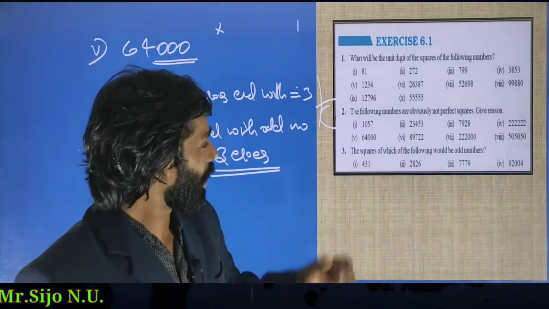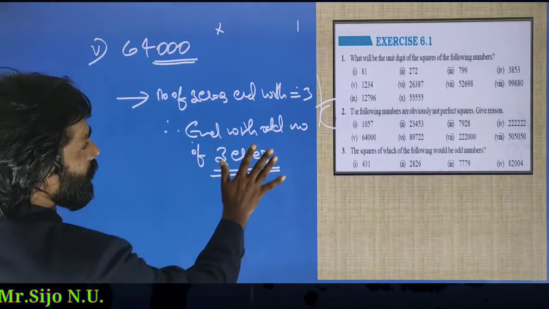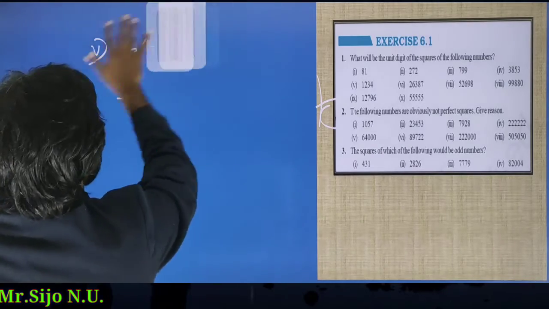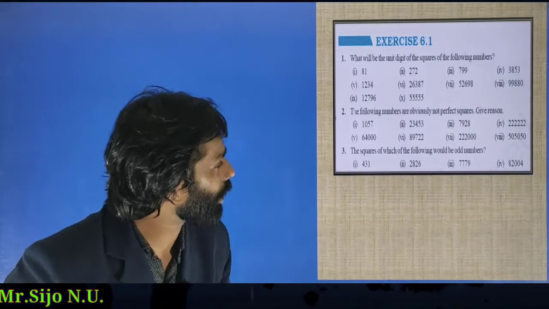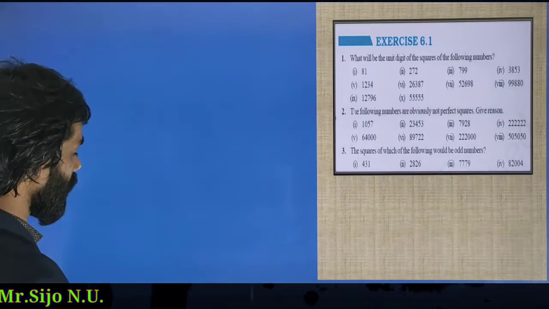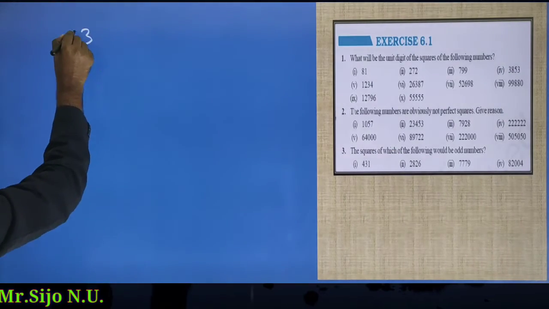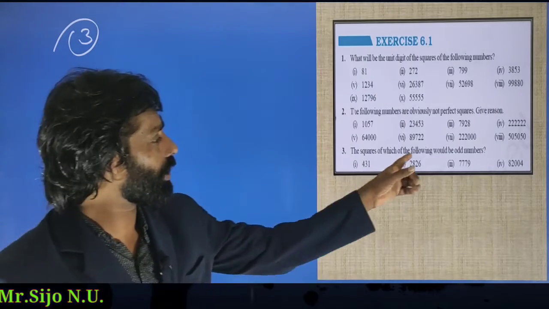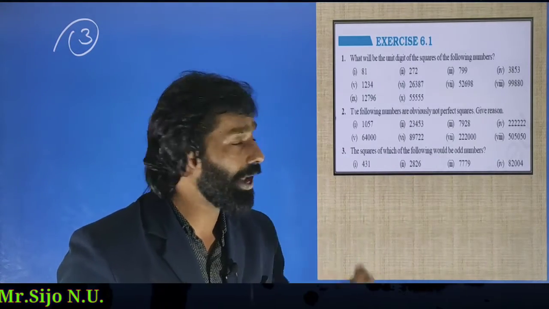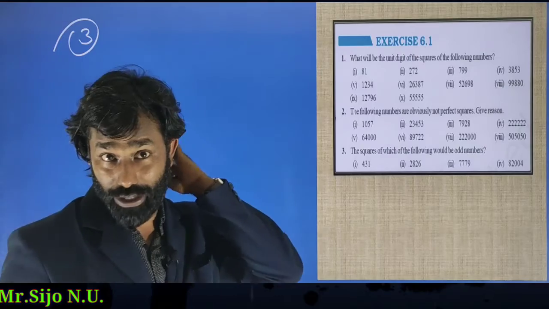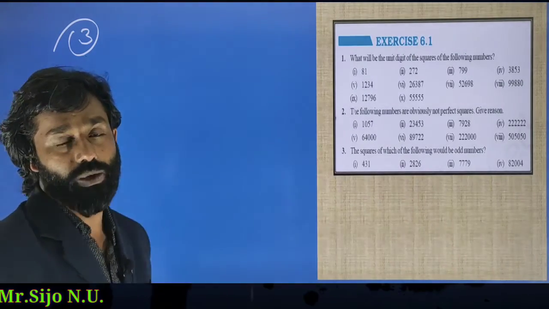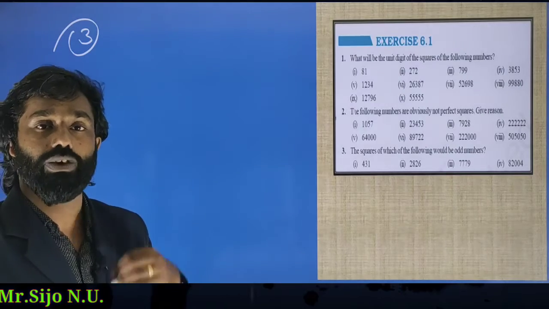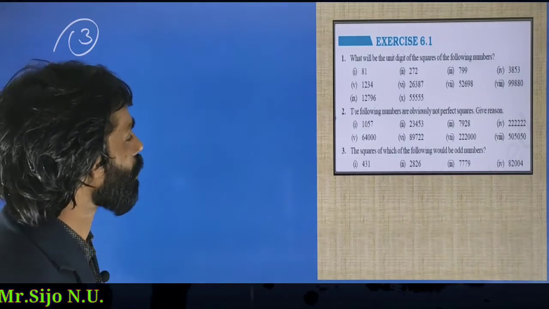Well, now let us move to the third question. What is that? Third main question. The squares of which of the following numbers would be odd numbers? Yes, we have learned the property. Which property? Yes, the squares of odd numbers are always odd. The squares of even numbers are always even. So we can use that property here.